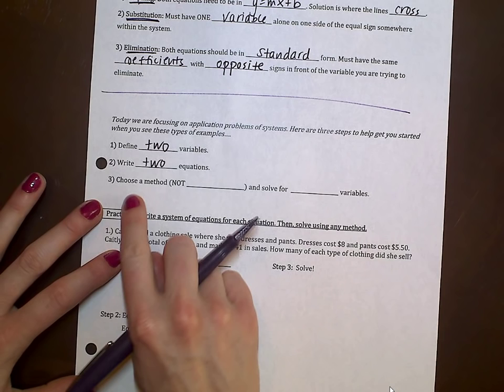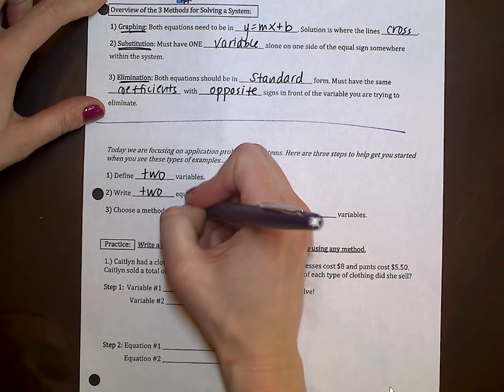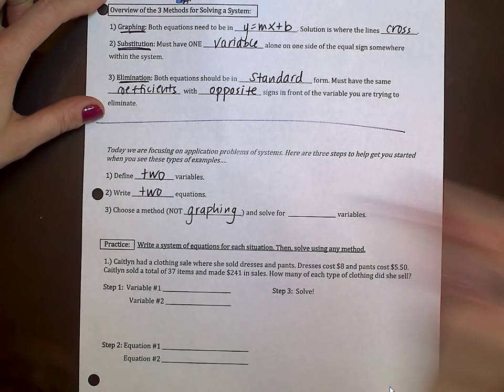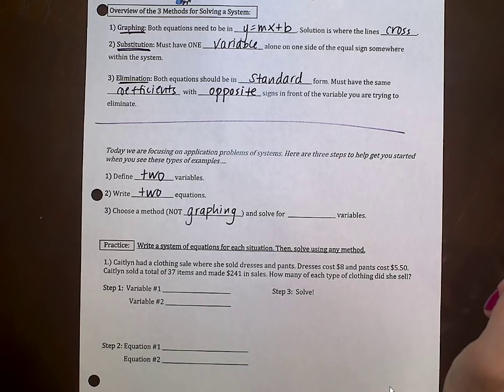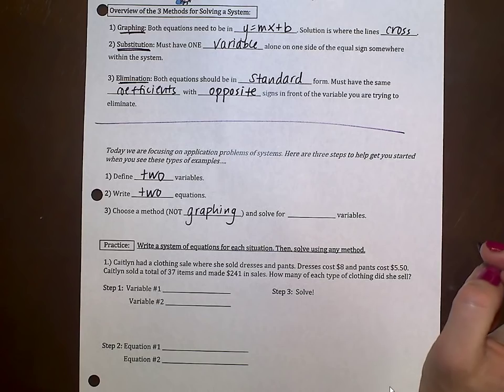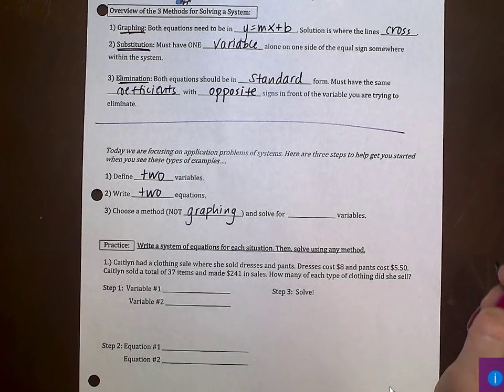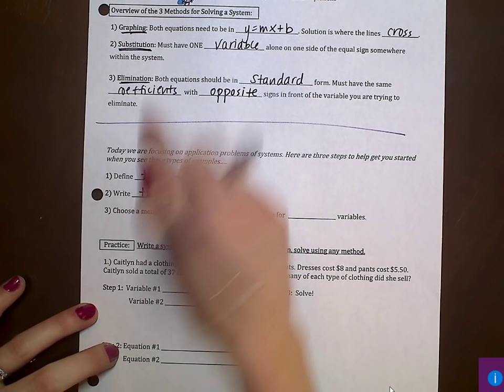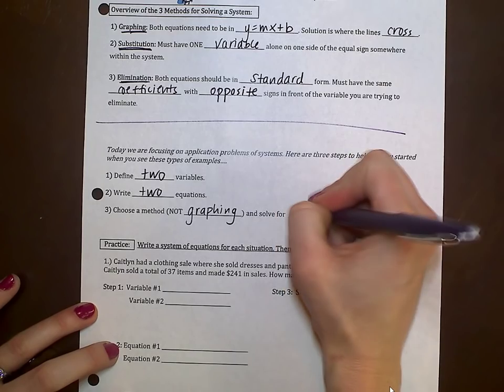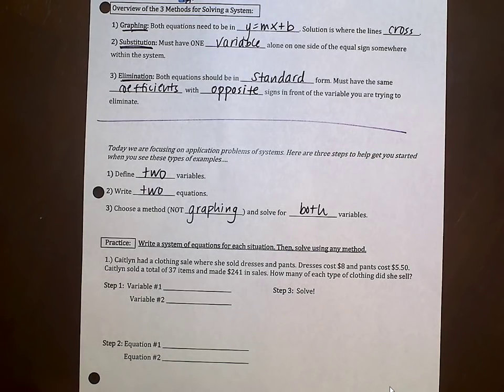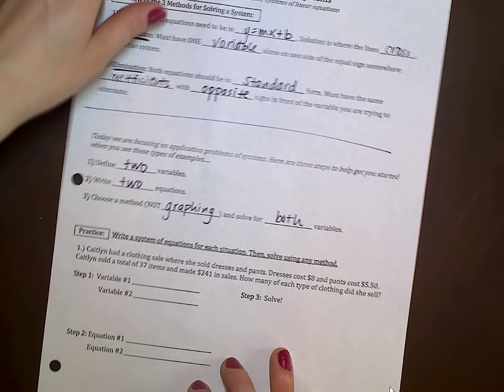Then you're going to choose one of your 3 methods, and I will tell you right now, if given the choice, you should never choose graphing, especially in a word problem, because we get decimals a lot, because we talk about money a lot in word problems. So if something's $2.50, I can't see that on a graph. My eyes aren't that good. So never choose graphing. Choose either substitution or elimination to solve for both variables. So you should get 2 answers on all of these application problems. So we're going to do, let's see, there's 4 here. We're going to do 4 examples. These just take practice.